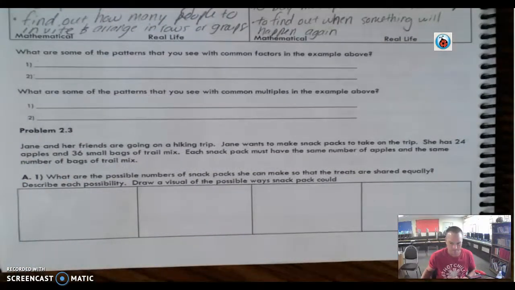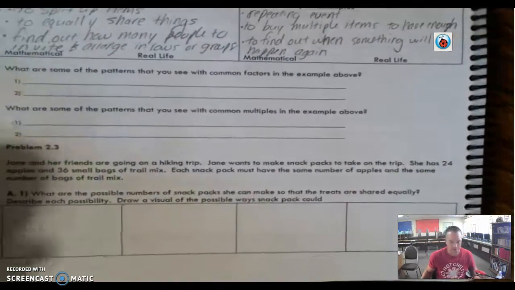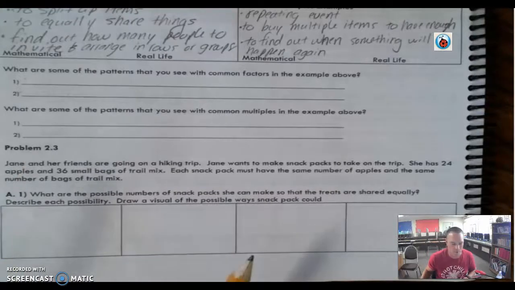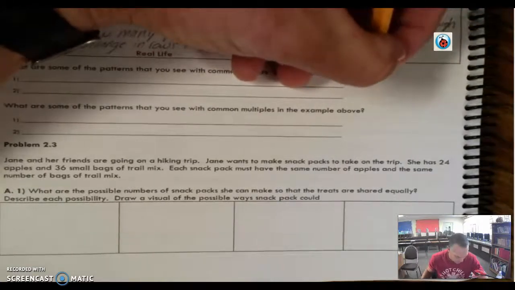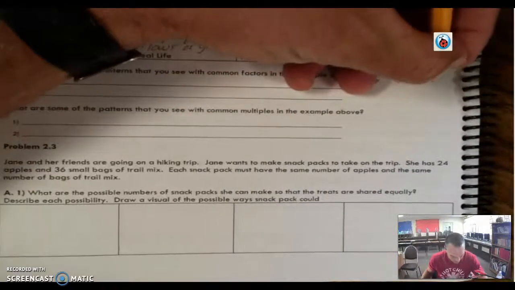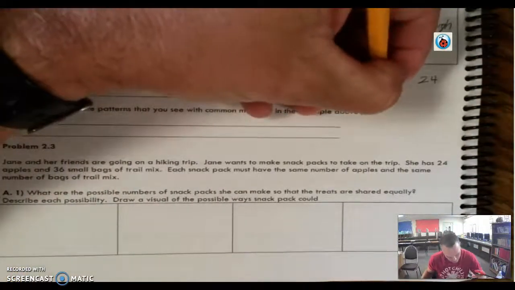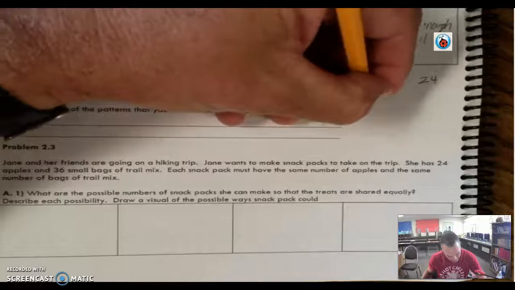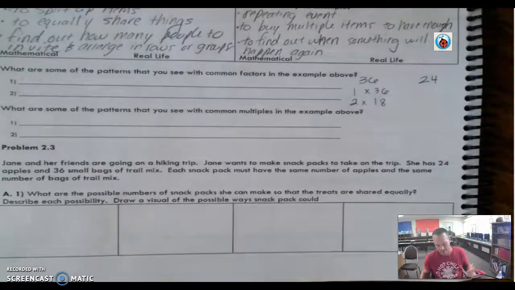So I think what I'm going to do first is I'm going to write all the factors of 36 and all the factors of 24 and see what they share. So that's my first step. So go ahead and write 36 here and 24 here. And you're going to write like this: 1 times 36, 2 times 18. Go ahead and do that and then come back in a second after you're done. So pause the video, do that, and we'll come back in a minute.